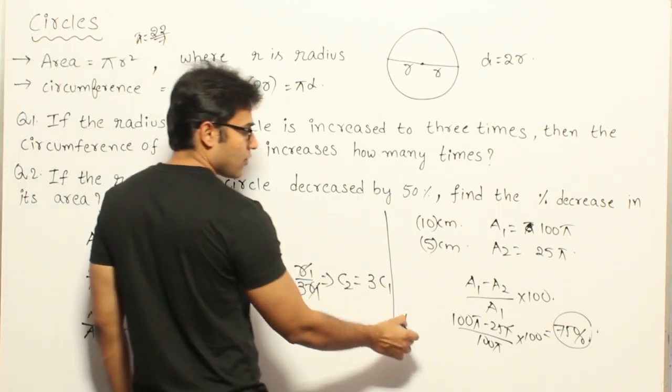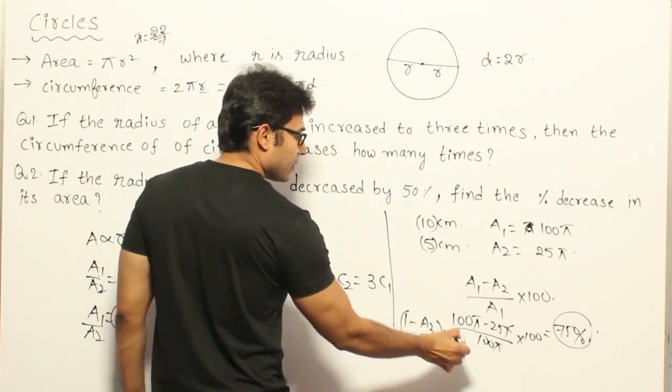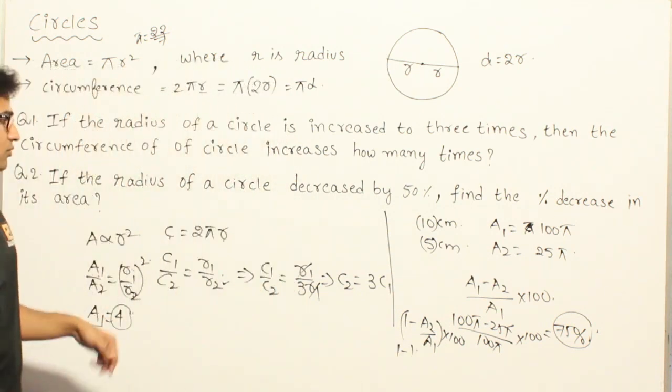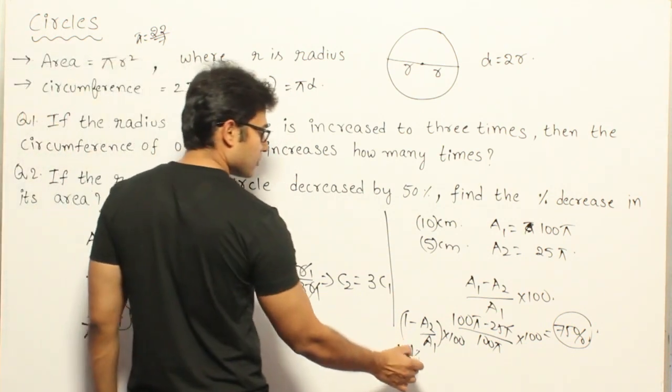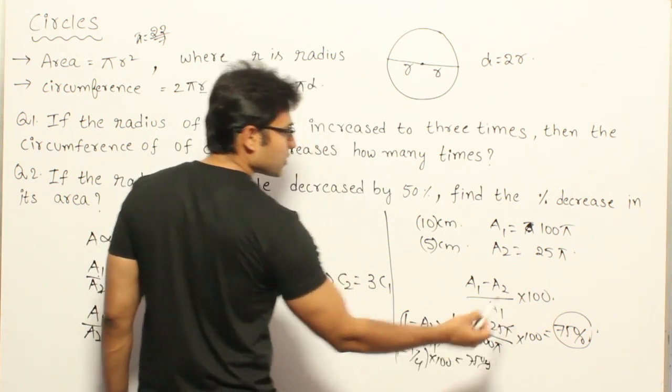So what is that? 1 minus A2 by A1 into 100. Now 1 minus 1 by 4, is it? Yeah, A1 by A2 equal to 4 means A2 by A1 is 1 by 4. 1 by 4 into 100, so which is again 75%. This is the other way of solving it.